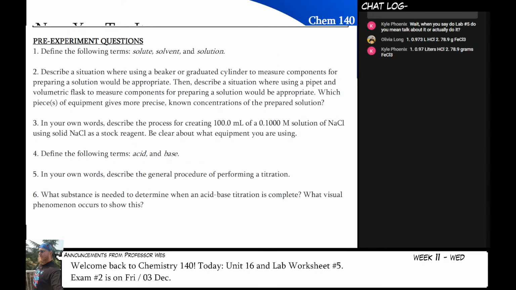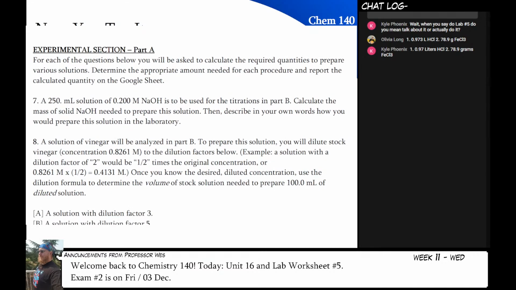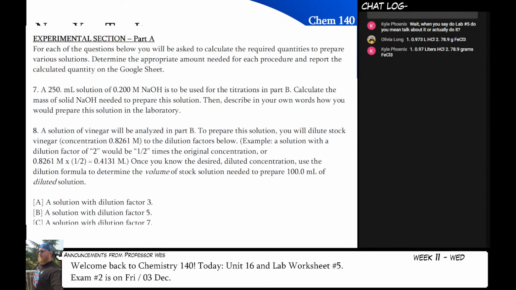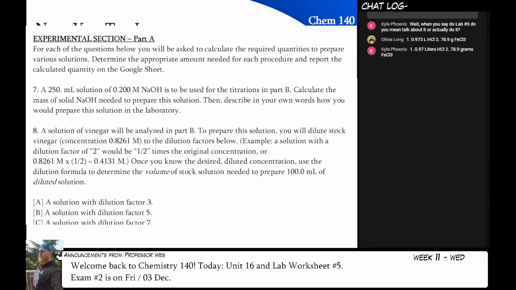So the pre-lab questions I'm going to have you do on your own, because you can do this by reading the directions here and then answering the questions. But there's always a lot of confusion on how to do these calculations, because I introduced this term dilution factor. What the heck does that mean? So we're going to do a few of these together.